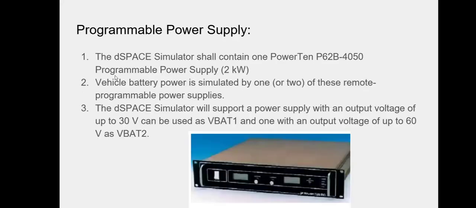Next, there will be a programmable power supply. This is the part number for the programmable power supply, which simulates the vehicle battery and is remotely programmable. How much voltage will we get? Up to 30 volts, so we can vary from 0 to 30 volts. There are two outputs: a maximum of 30 volts, and a 60 volt VBAT. Depending on our requirement, we can use 30 volts or 60 volts.